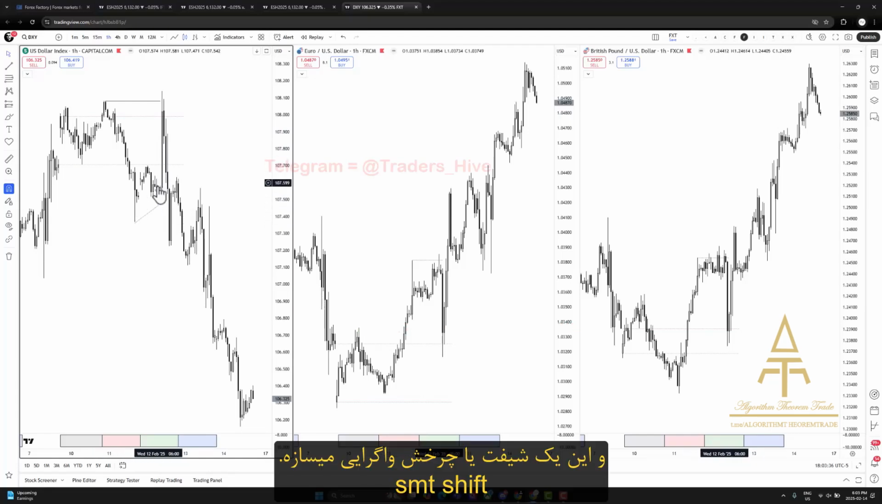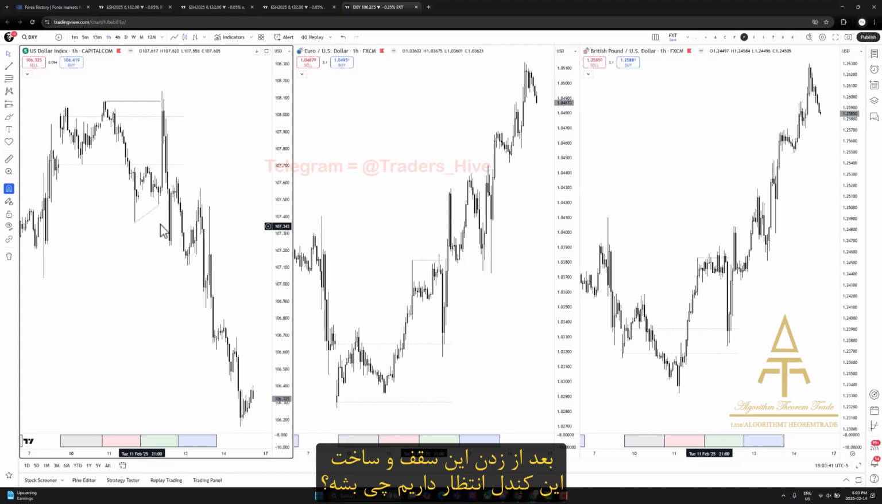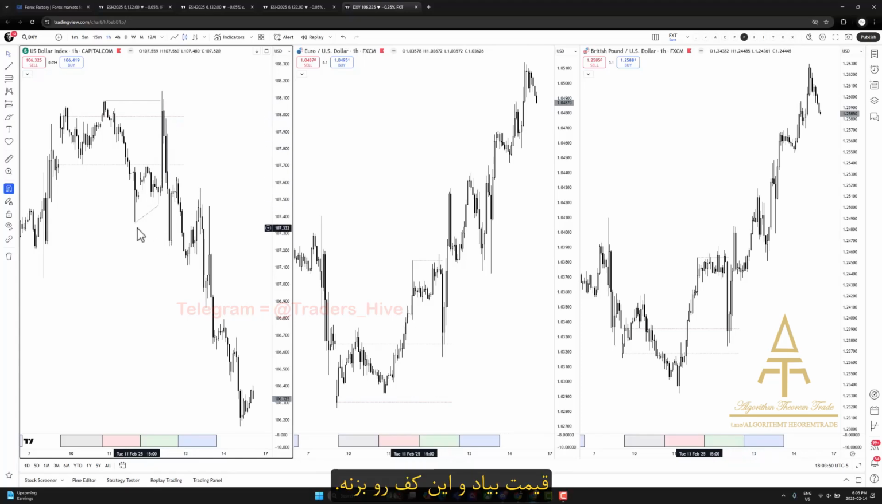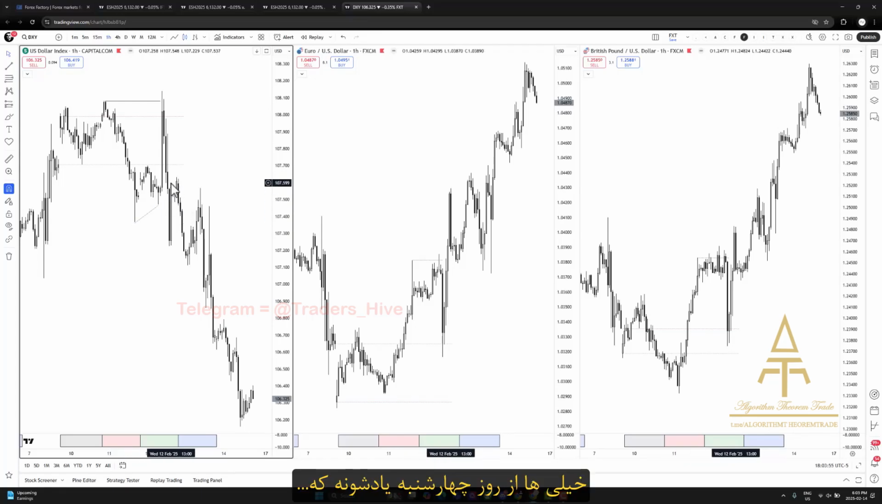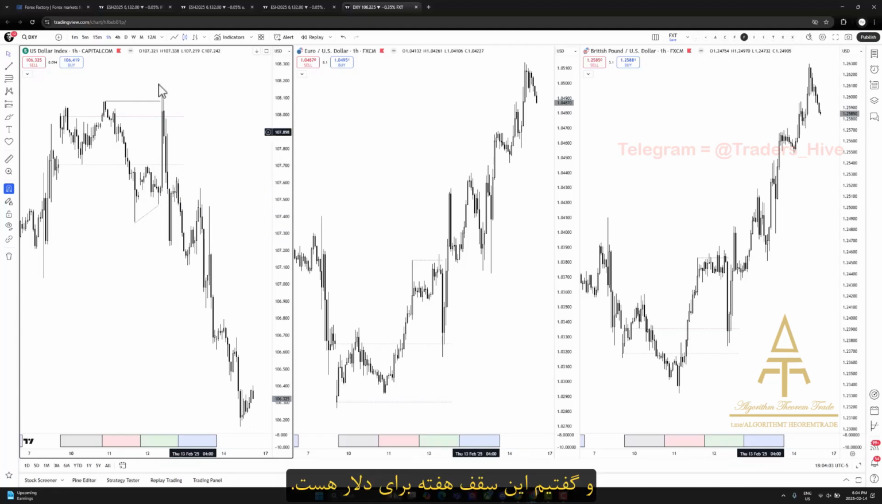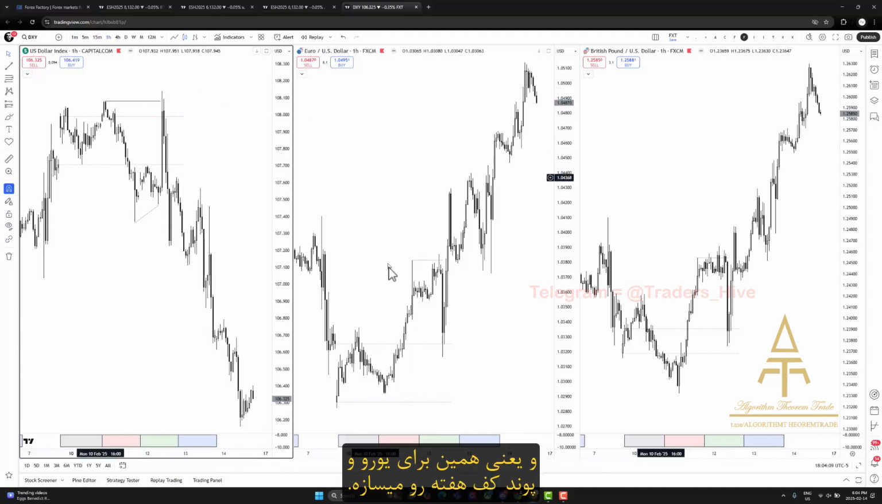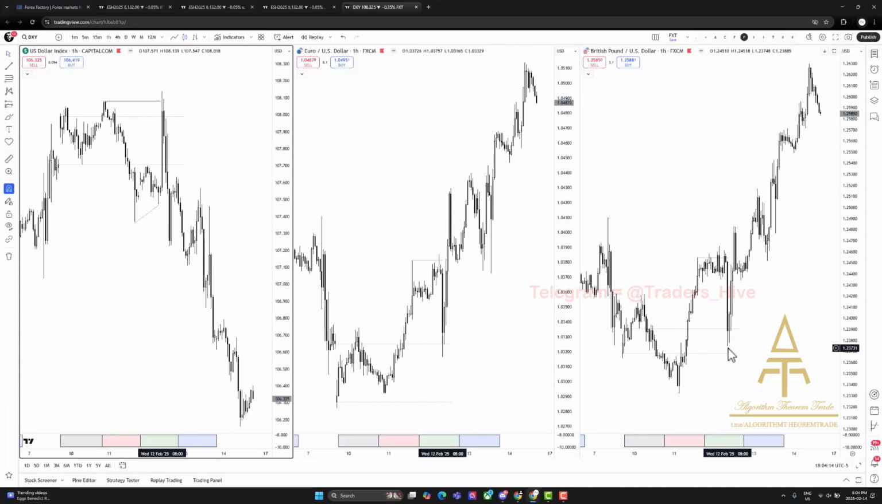So due to that, this becomes what? An SMT shift. Once price breaks above this high, this candle forms. What can you expect? Price to rush towards this low. Remember, most of you guys remember from Wednesday or stream, we wanted to see this fall lower. We already stated that this was the high of the week for the US dollar, and if that's the high of the week for the US dollar, then the low of the week should be in for the euro, and the low of the week should be in for the Great British Pound.